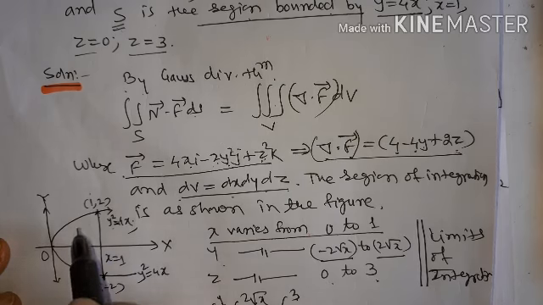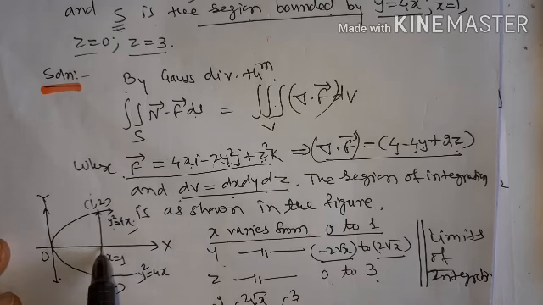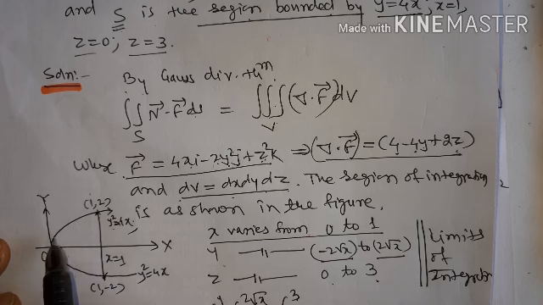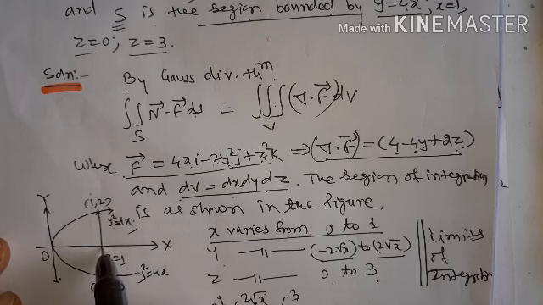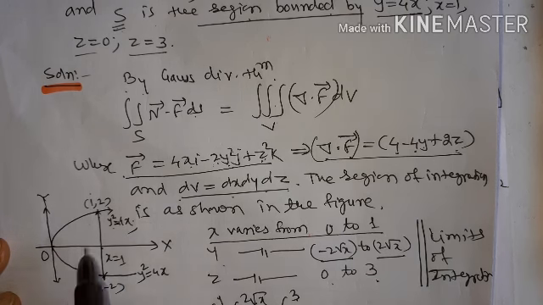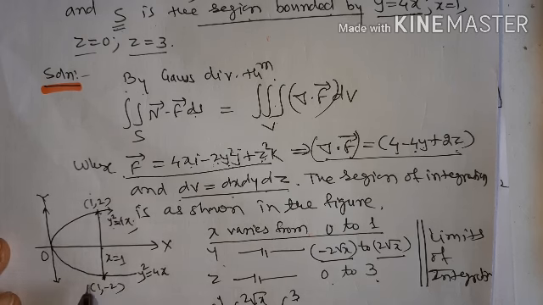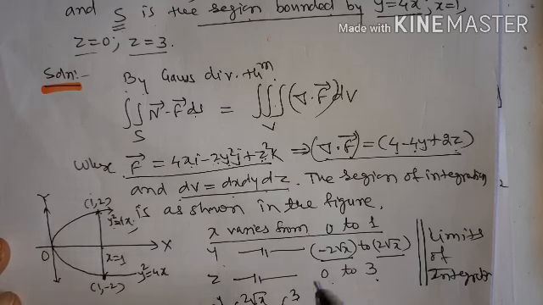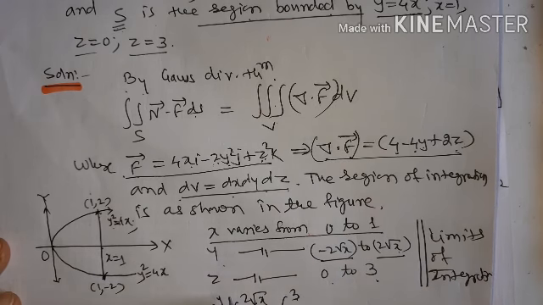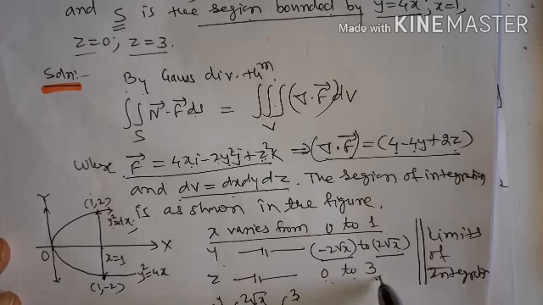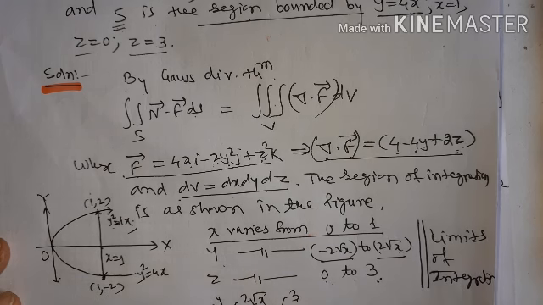If we look at this figure, x varies from 0 to 1 along the x-axis. Minimum value for x is 0, maximum value for x is 1. And y varies from this point to this point. This point is on this curve. So y square equal to 4x means y equal to plus minus 2 root x. So y varies from minus 2 root x to plus 2 root x. And z is given already, z equal to 0 to z equal to 3. So these are the limits for integration.